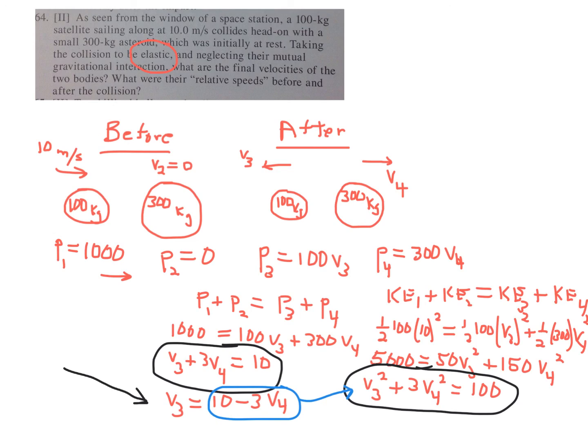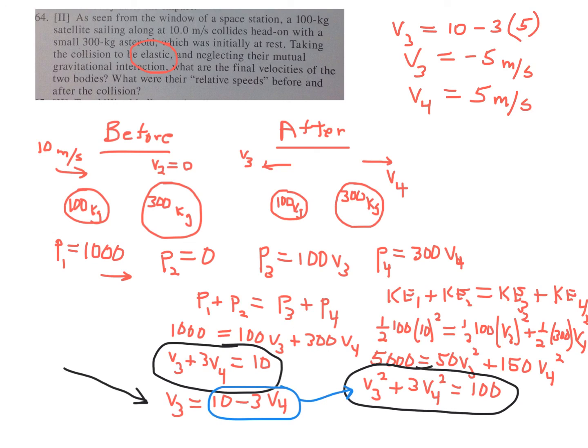You can do that in your head, but I'll go back up to the top of the page just so I have space to do this. We know that v sub 3 equals 10 minus 3 times our v sub 4, which is 5. So v sub 3 turns out to be negative 5 meters per second. And then v sub 4 was our 5 meters per second.